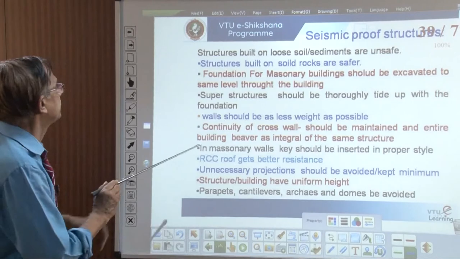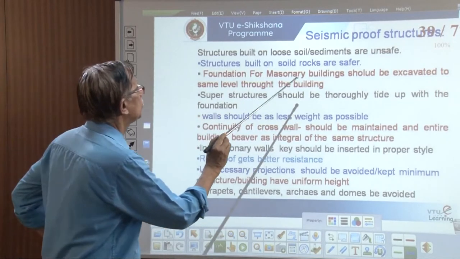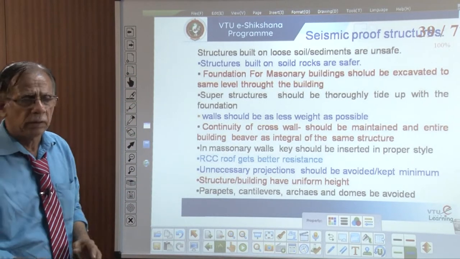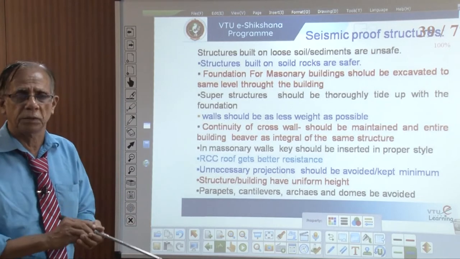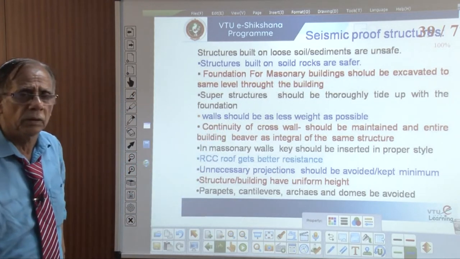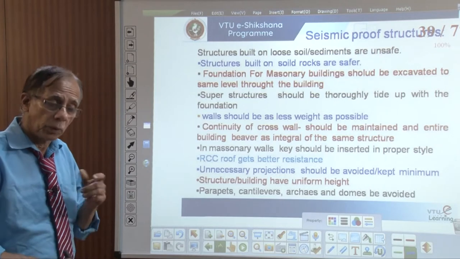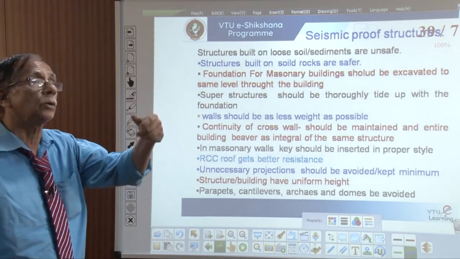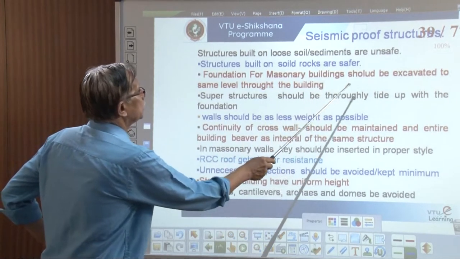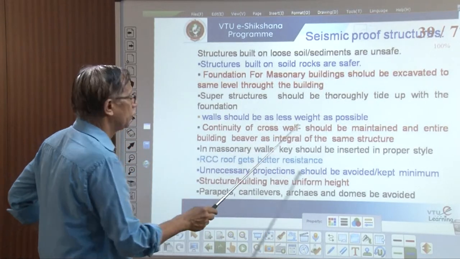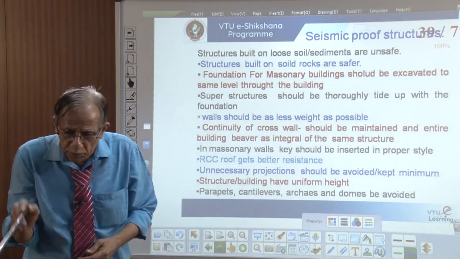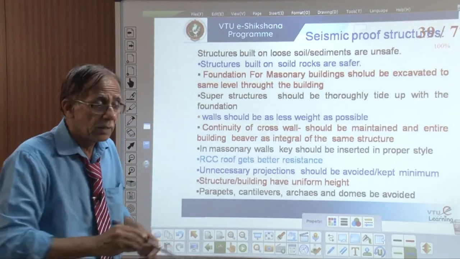What are those? For example, structures built on loose soil or sediments are unsafe. If you have thick loose soil cover or sediment, the structure built on them is unsafe. What should they do? Structures built on solid rocks are safer. So, where do they have to construct? Why are structures on solid rock safer? Foundation for masonry building should be excavated to the same level throughout the building. If I have a masonry structure, this edge of the building, this edge of the building, this edge of the building, all should be of the same depth.